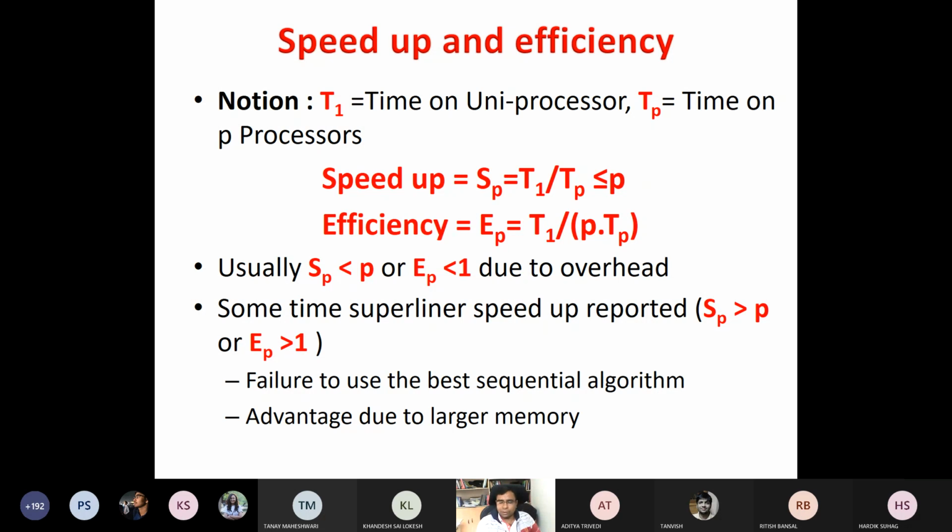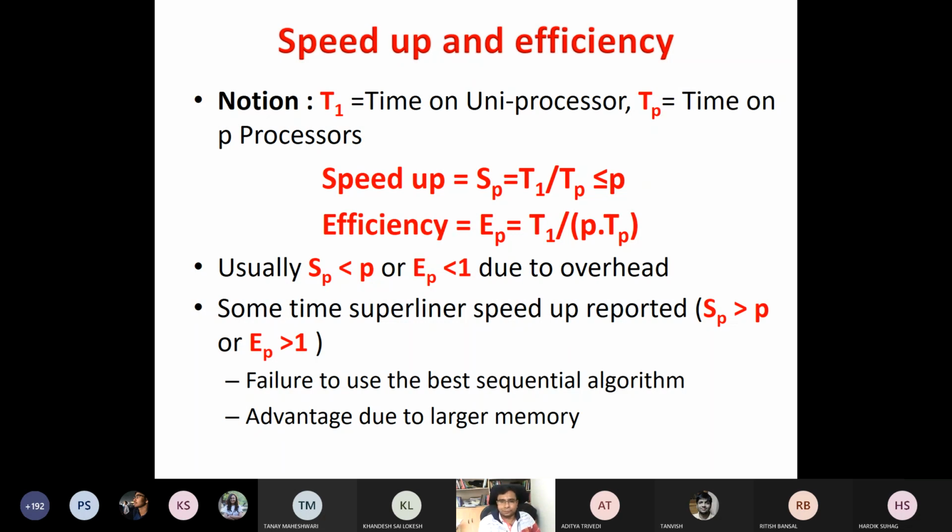Suppose on one processor it is taking 1 hour, and on 10 processors suppose it is taking 5 minutes. Then what will be the speedup? 60 by 5, 12. So speedup means time on uniprocessor divided by time on P parallel processors. Speedup is T1 by TP, and it is usually less than the number of processors.